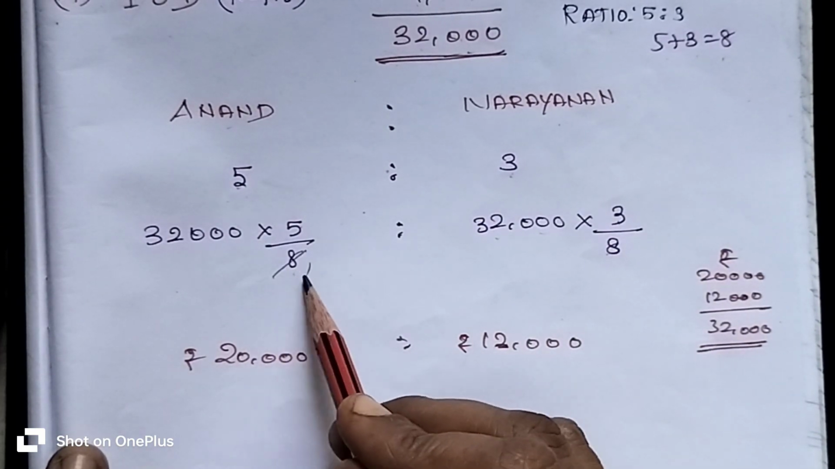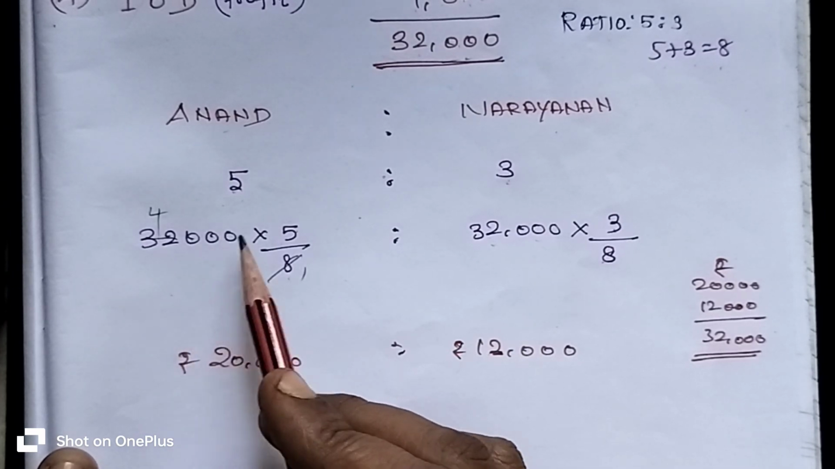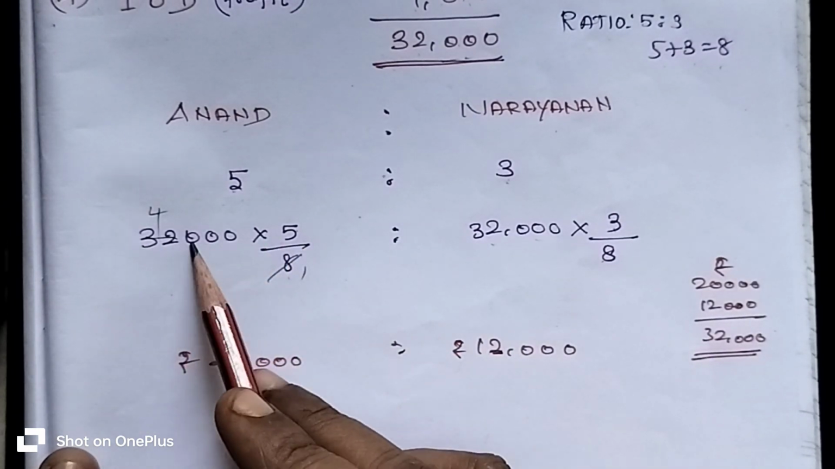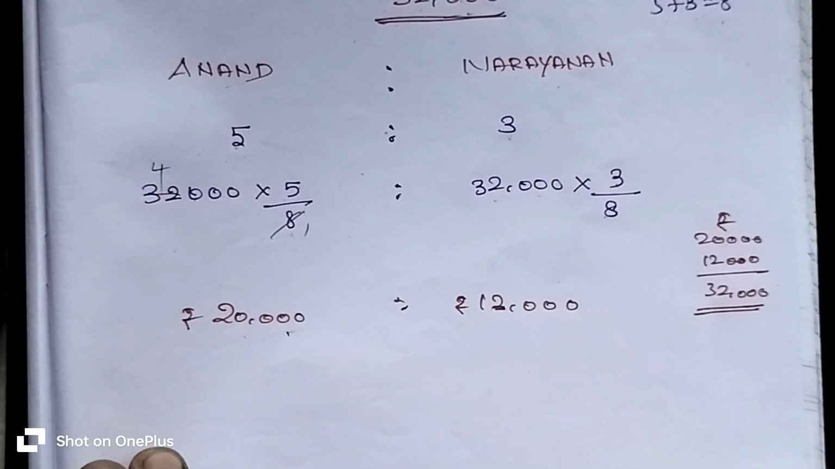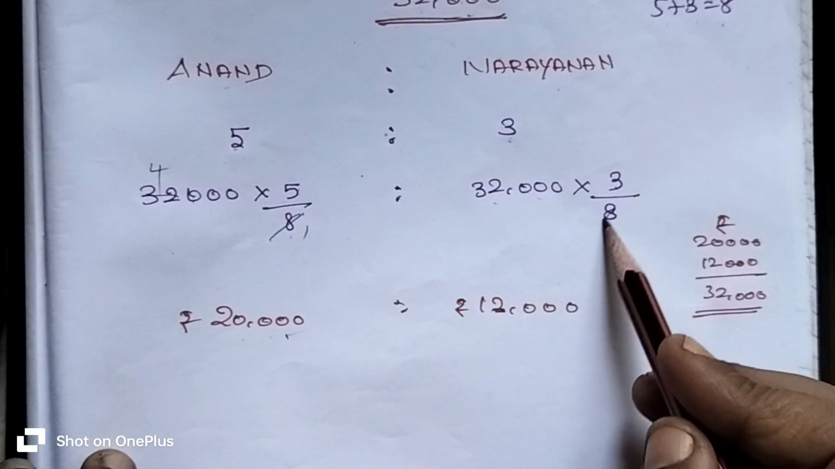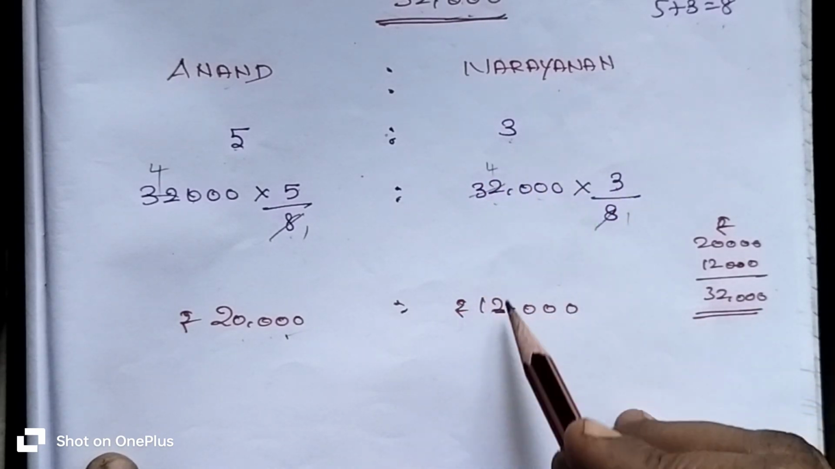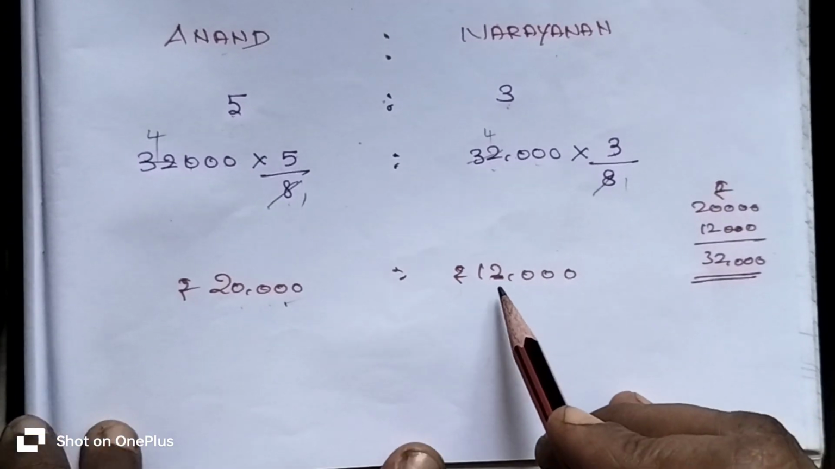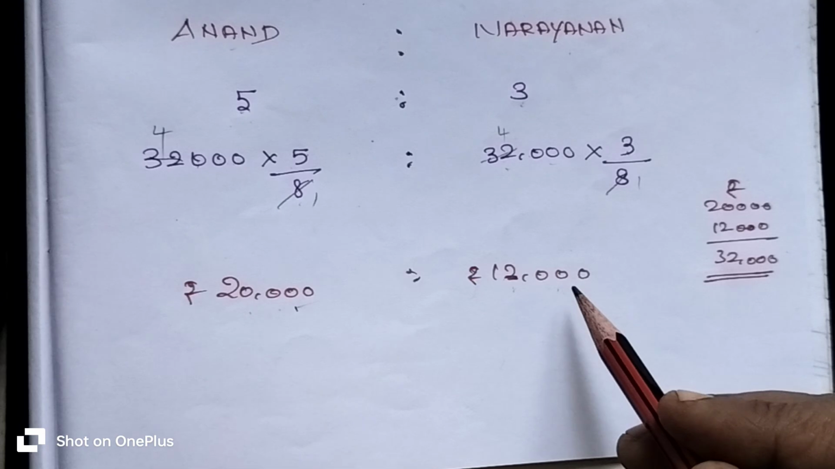Now we have to cancel it to find out Anand's profit and Narayan's profit. 8, 4 8s are 32. 5 4s are 20. So Anand's profit, the profit sharing ratio profit, is 20,000 rupees. For Narayan, 8, 4 8s are 32, 3 4s are 12, so 12,000 rupees. So Narayan's profit is 12,000 rupees.